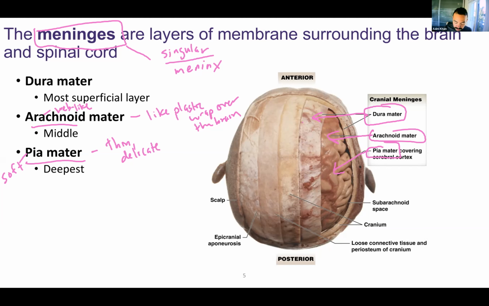We'll take a look at this later. You can see, for example, if you take a look here at the arachnoid mater, you can see blood vessels hiding underneath the arachnoid mater. It's visible through it. The dura mater, dura like durable, it's very tough. It's the thickest, toughest layer, most superficial layer of the meninges, and it's protective. So you have dura mater, arachnoid mater, pia mater. Let's take a closer look at what each of them do.